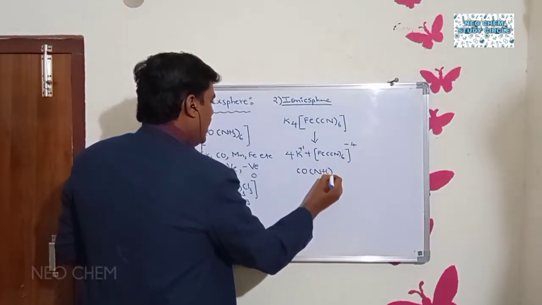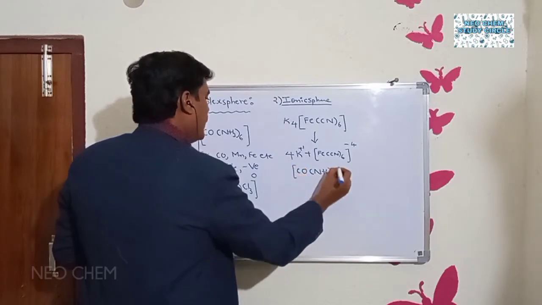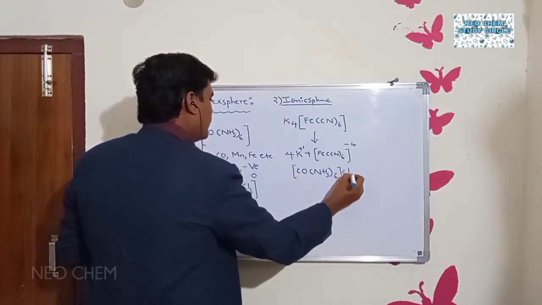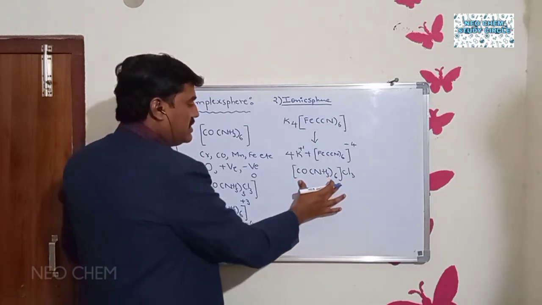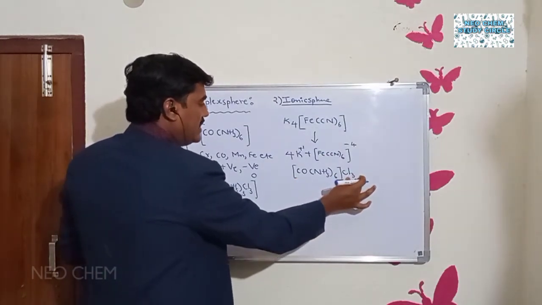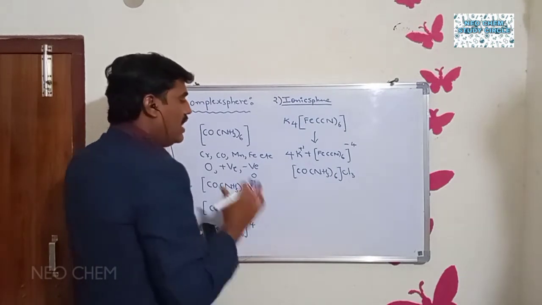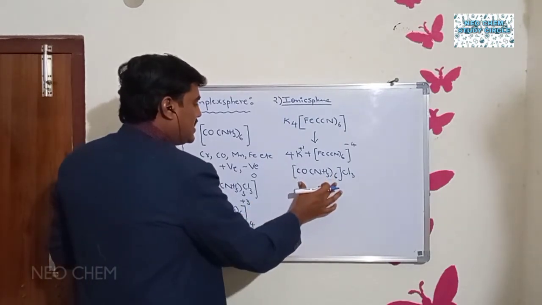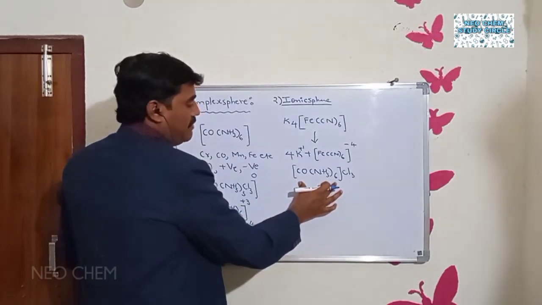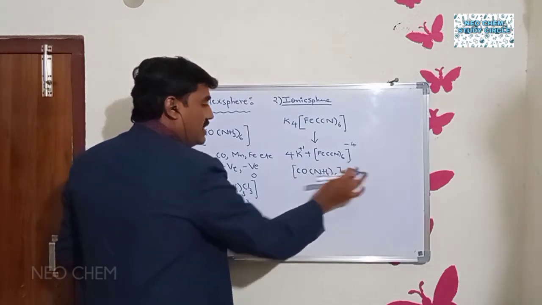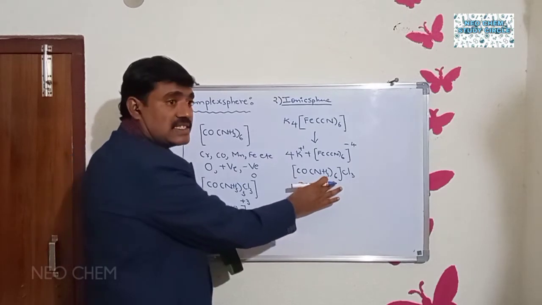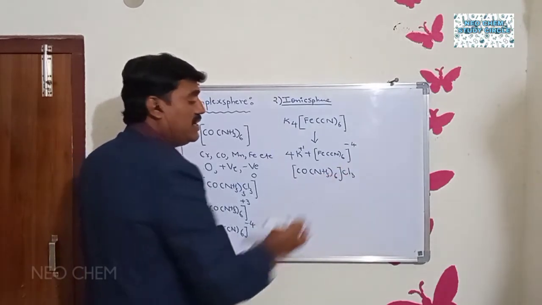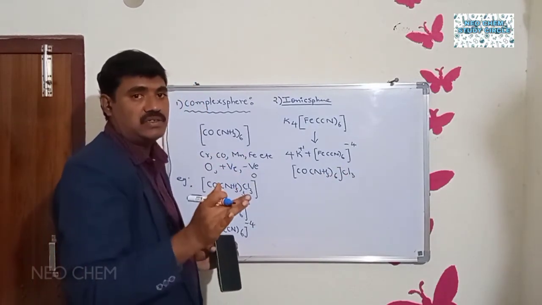[Co(NH3)6]Cl3. Here the first part is the cation, and the second part is the anion. The first part is what kind of sphere? Complex sphere. The second part is the ionic sphere. So here the complex sphere acts as the cation and the ionic sphere acts as the anion.